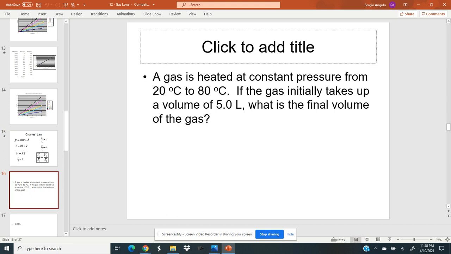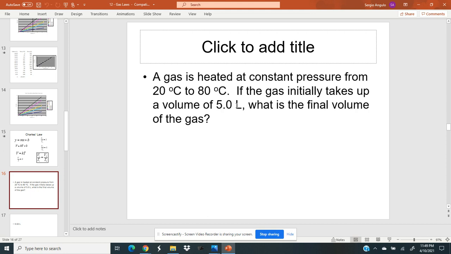So the first problem says a gas is heated at constant pressure from 20 degrees Celsius to 80 degrees Celsius. Remember, these are all constant pressure because only volume and temperature are changing. If the gas initially takes up a volume of 5 liters, what is the final volume of the gas? So you had gas at 20 degrees Celsius, it was 5 liters. You warmed it up to 80 degrees Celsius.